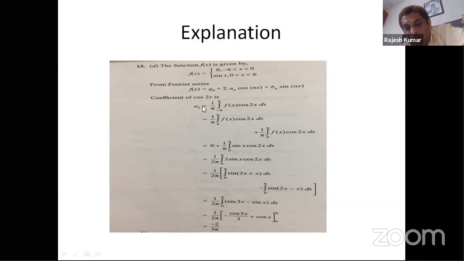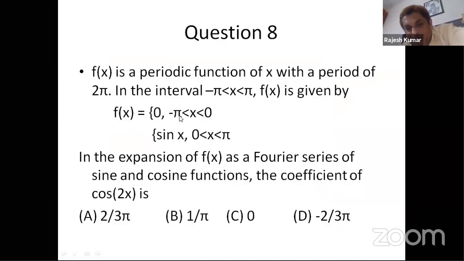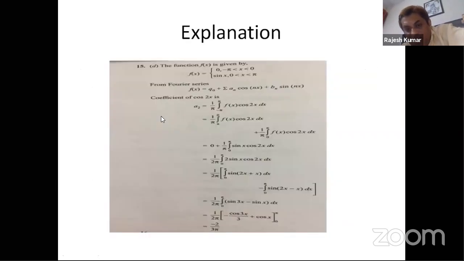Just put in the value of n as 2: 1 by pi, integral from minus pi to pi of f(x) cos 2x, because you have to use n as 2, cos 2x is there. So ultimately after that, what will you do? Just put in the limits, minus pi to 0, and 0 to pi. This part will become 0 because you are given that from minus pi to 0, the value of f(x) is 0. Ultimately, 1 by pi, 0 to pi, sine x cos 2x. Then you can just multiply by 2 and divide by 2. And ultimately, you have got sine a cos b. You have to use a formula, an identity: 2 sin a cos b equals sin(a plus b) plus sin(a minus b).